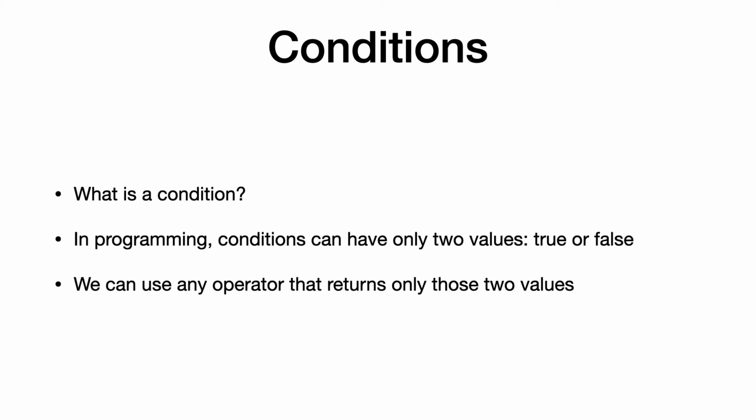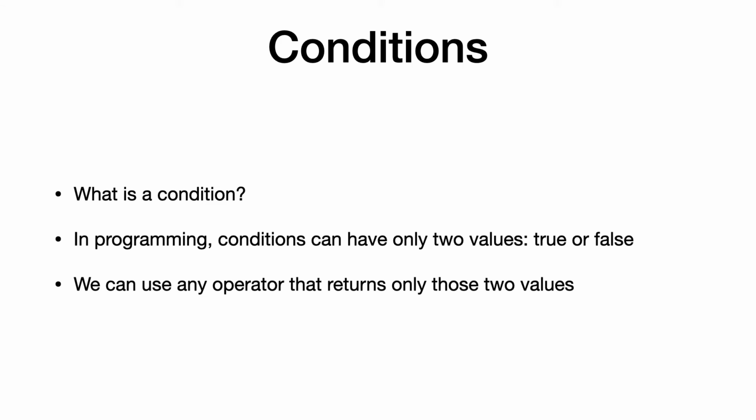Until now we have been talking about conditions, but we didn't go too deep into what a condition is. In programming, conditions can have only two values, true or false. Nothing that doesn't give two values, like true or false, can be called a condition in programming. There is a similar term defined in discrete mathematics. It is called a proposition, and a proposition can only have two truth values, true or false. So conditions in programming are the same thing as propositions in discrete mathematics. We can use any operator that returns only those two values.